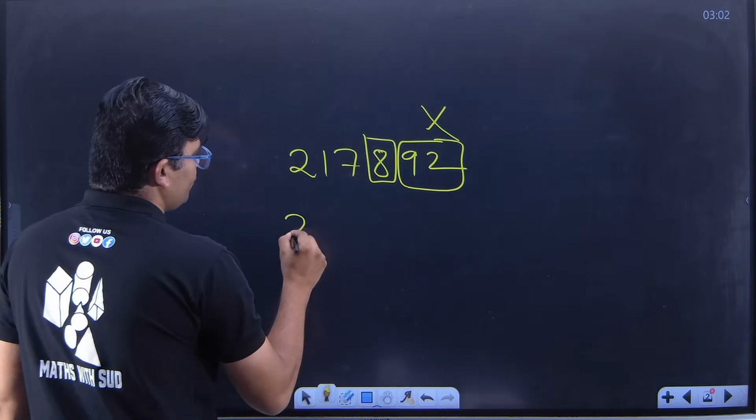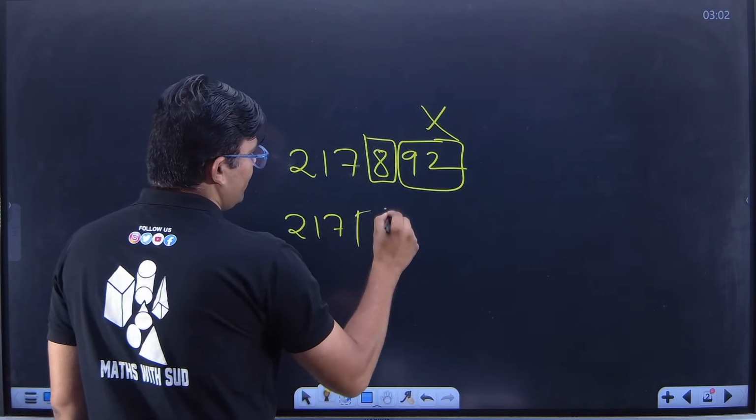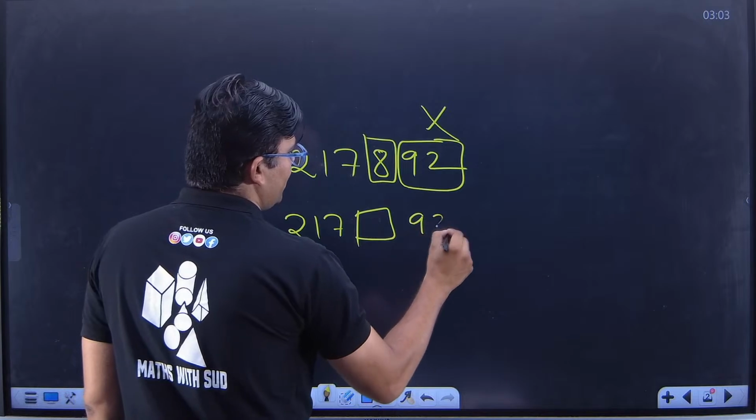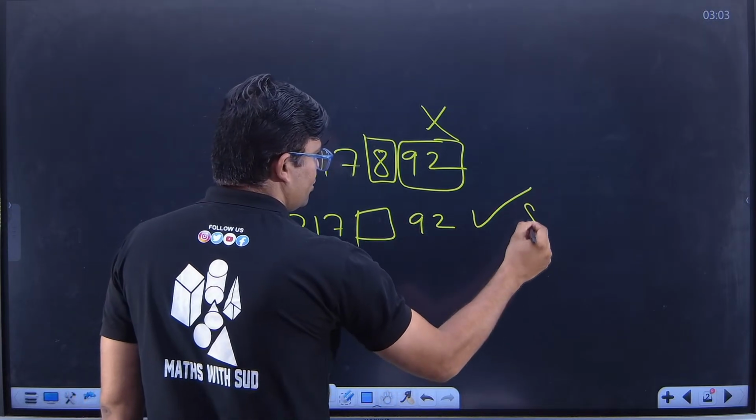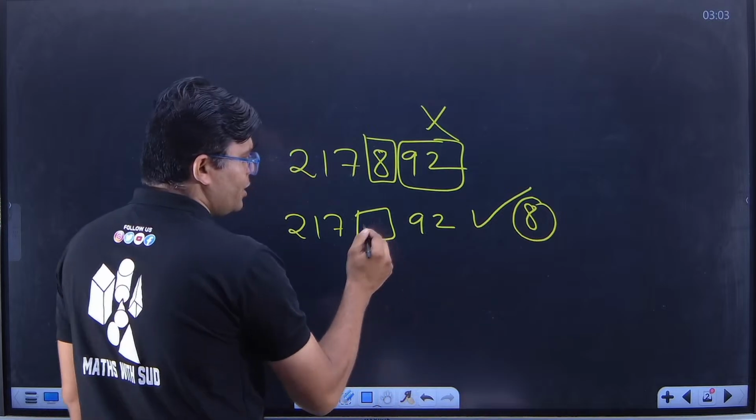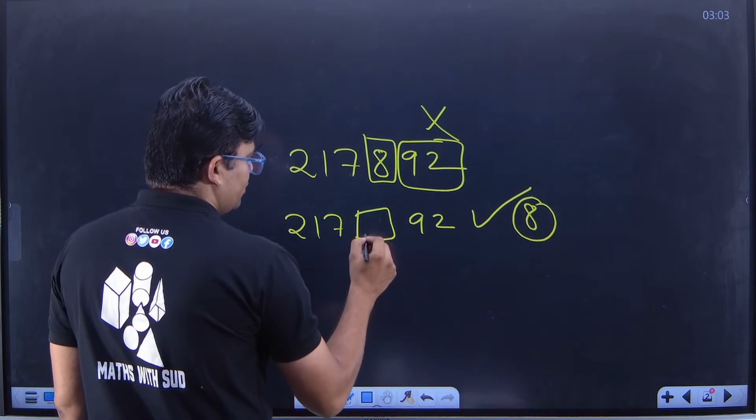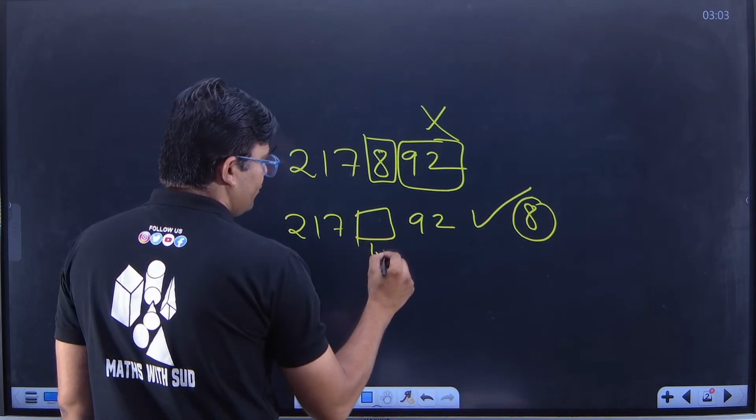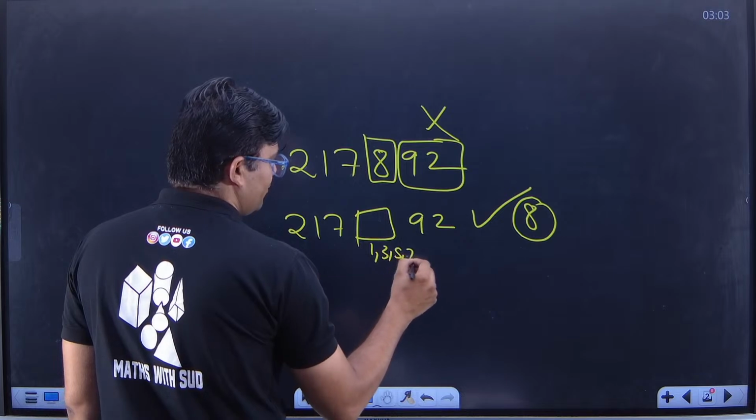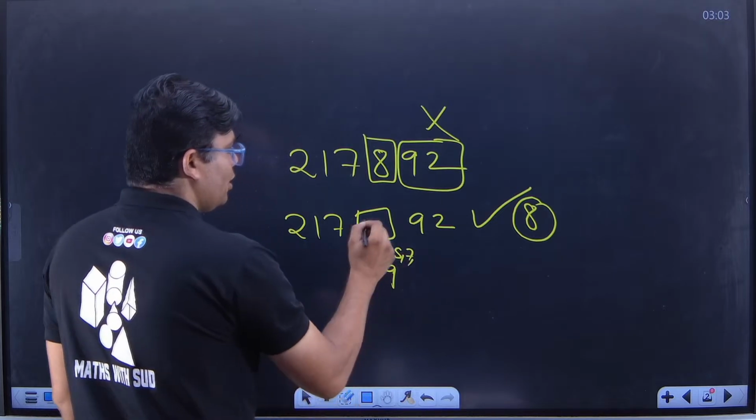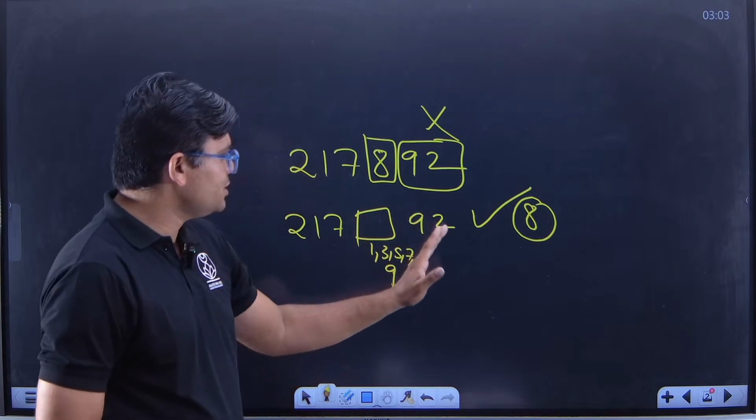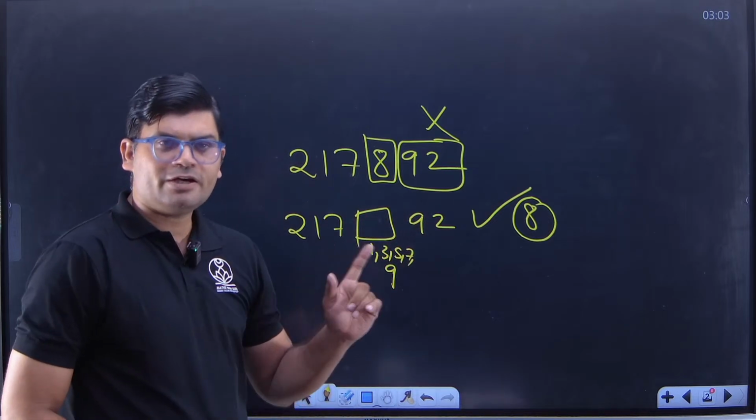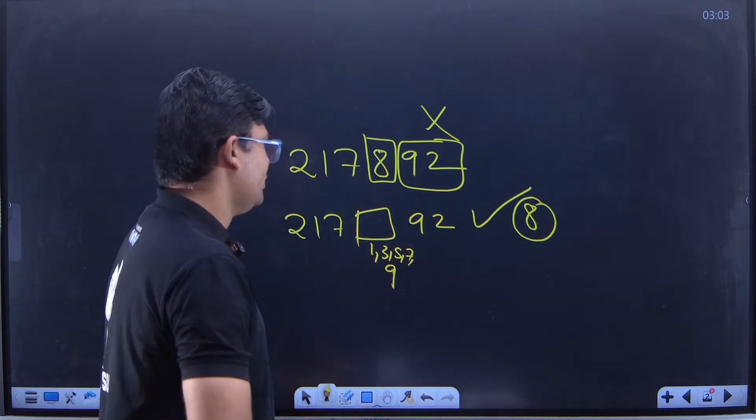So if you are asked what should be placed in this position so that this number is divisible by 8, your answer should be: this can be 1, this can be 3, this can be 5, this can be 7, this can be 9. All these numbers can fill up this position so that this number is divisible by 8, or else it will never be divisible by 8.